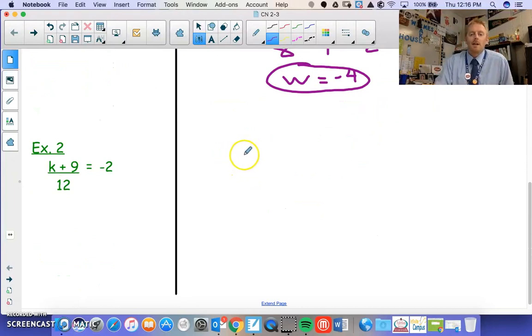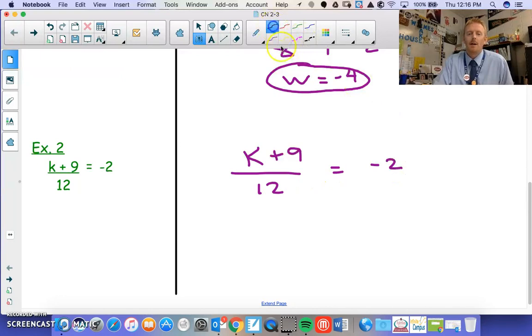Now in example 2, we have k plus 9, all of that stuff over 12, is equal to a negative 2. Now there's something going on with this problem. There's implied parentheses. These are called implied parentheses.